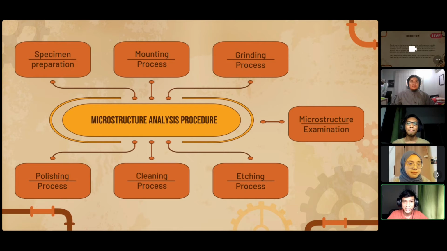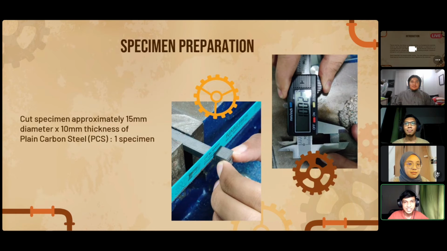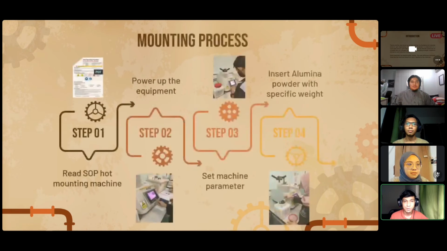Okay, this is the microstructure analysis procedure: specimen preparation, mounting process, grinding process, polishing process, cleaning process, etching process, and lastly microstructure examination. Okay, for the specimen preparation, we have to cut a specimen approximately 15 mm diameter by 10 millimeter thickness of plain carbon steel PCS for one specimen.